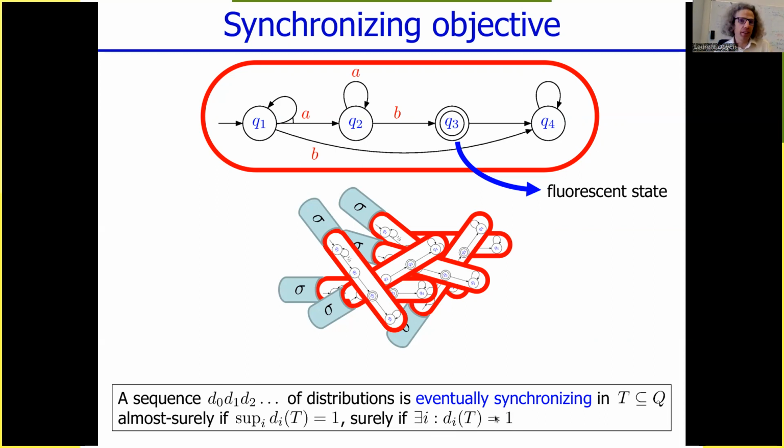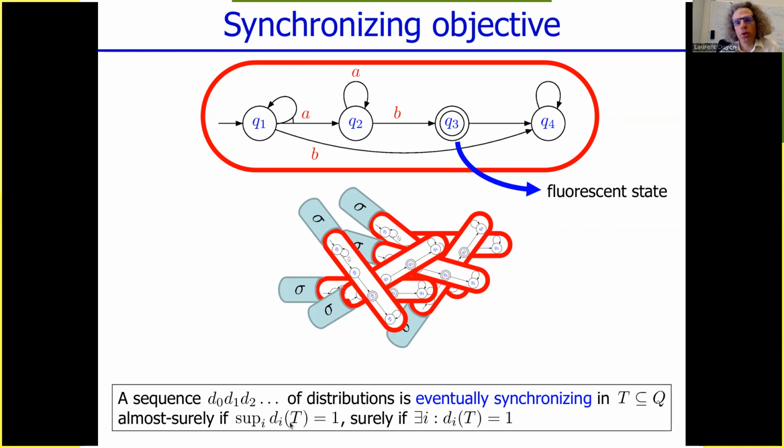Now, this is typically difficult to achieve in a stochastic system. For example, here, if you imagine that you start from Q1, if you would play A even many times, there will always be a little bit of probability that stays in Q1 and that will never be in Q3. And if you play B, it will certainly also not go to Q3. So achieving all the probability mass in Q3 might be a bit tricky and difficult to achieve.